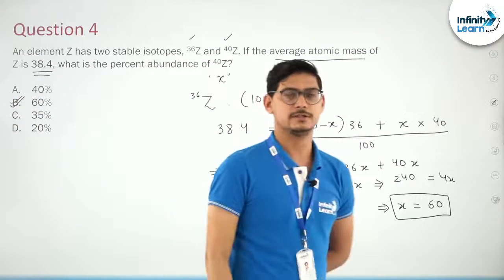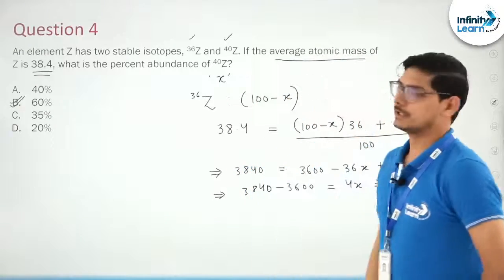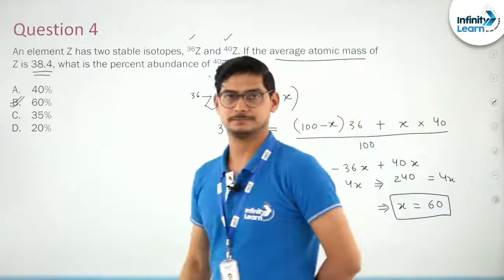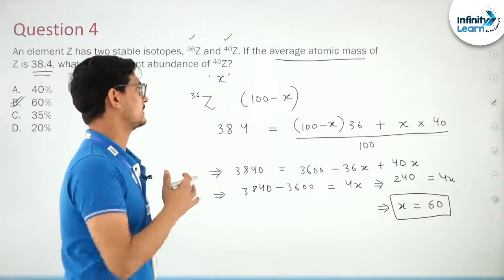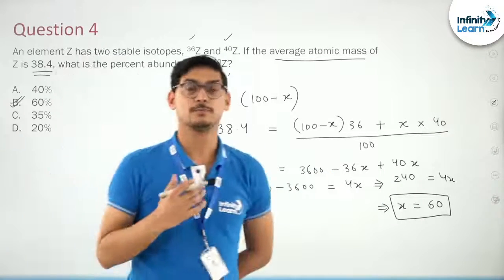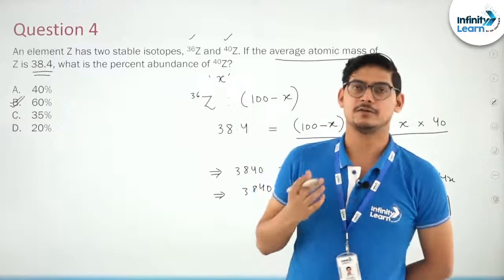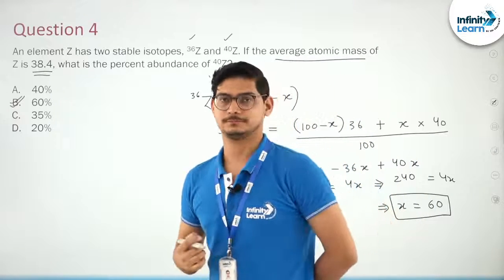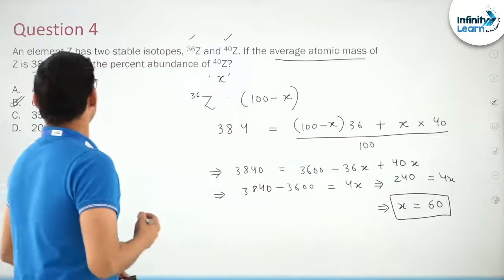Right? So the abundance of Z40 is 60%. Is that clear to you? I think these many numericals are sufficient. Now I hope you have a fair idea of the average atomic mass. Now let's head over to molecular mass.